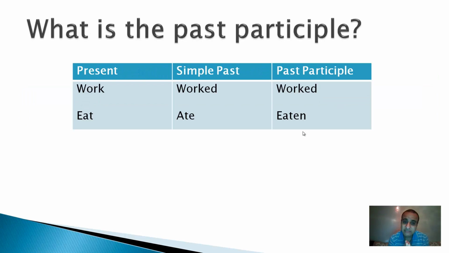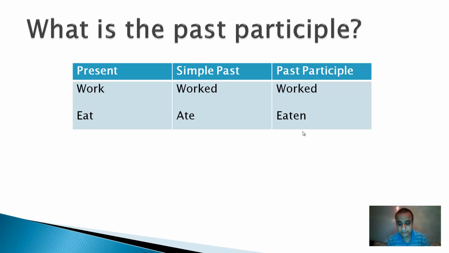So every verb has three forms. The present, the simple past, and the past participle. We have regular and irregular verbs. Okay? Regular verbs, we add ed. So work, worked, worked. This is a regular verb. So the present is work, the simple past is worked, the past participle is worked.